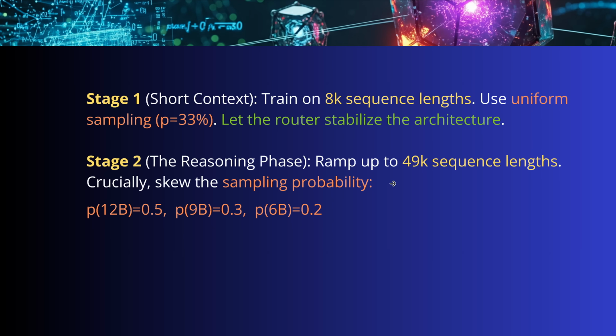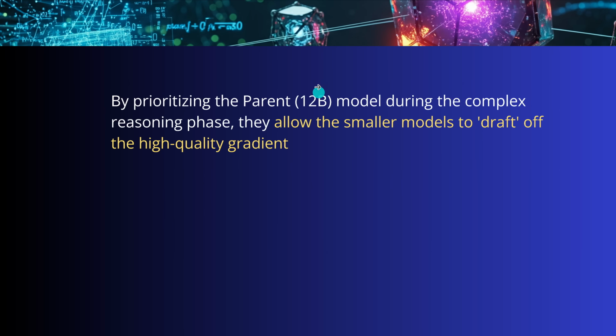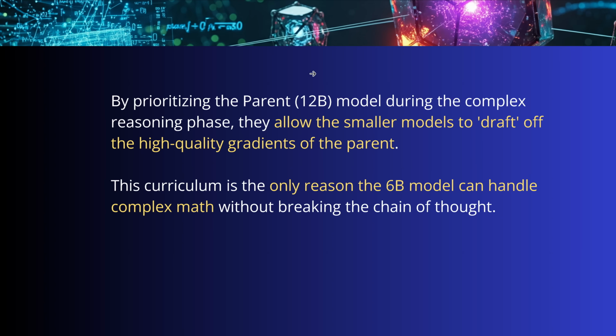If you have this Matryoshka principle here, the Russian doll principle, they all use the same inner core tensor structures. So by prioritizing the 12B model during a complex reasoning phase for a scientific task, they allow the smaller models to draft off the high quality gradients of the parent models. And this curriculum, NVIDIA tells us, is the only reason the 6B model can already handle a little bit of complex math without breaking the chain of thought. So what we achieve is the 12B model doesn't get more dumb, but more intelligent.